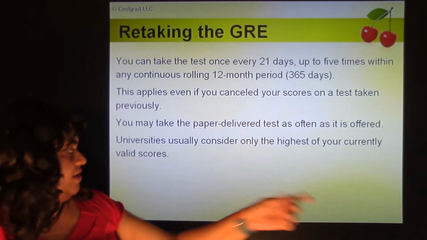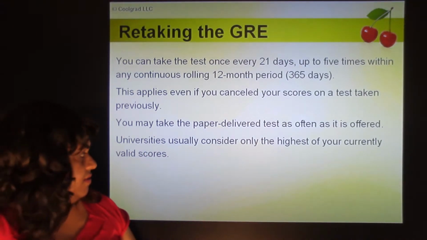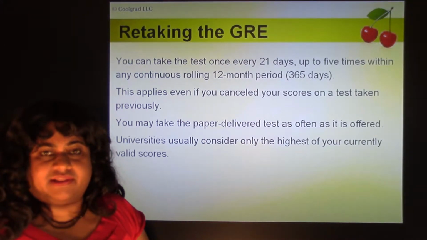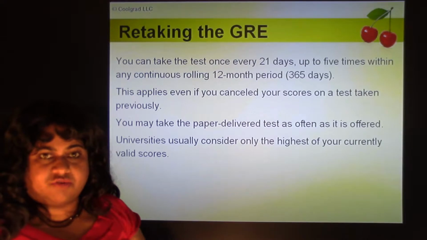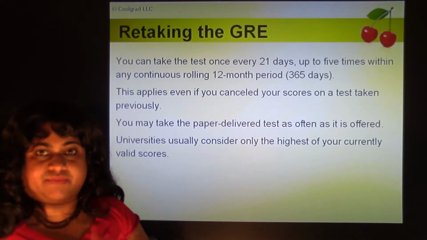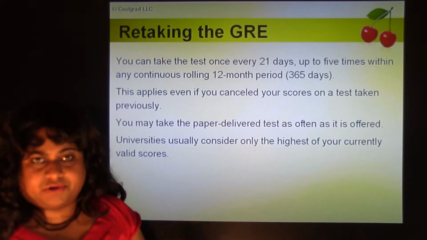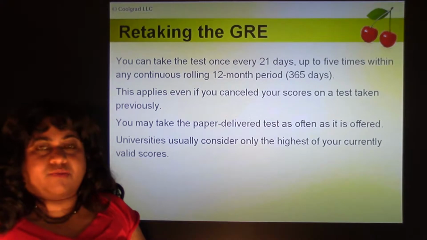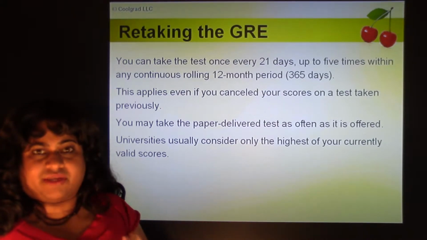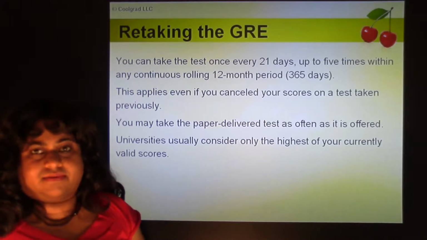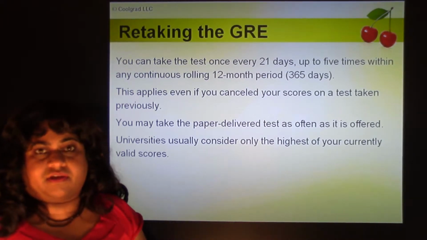Universities usually consider only the highest of your current scores. So even if you take the GRE 5 or 6 times, the university only considers the highest score. If you have done badly the first 5 times and the 6th time you do really well, they're not going to hold it against you. They only consider the highest score, because they want to boost the profile of the candidates they admit, and they want to pick people with the highest scores. That is also good for you, since they consider only your highest score.